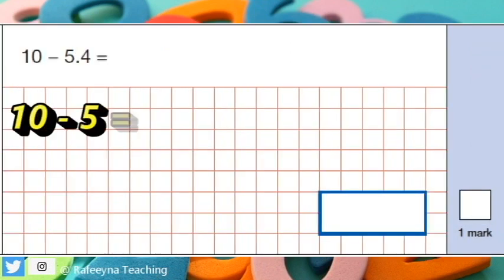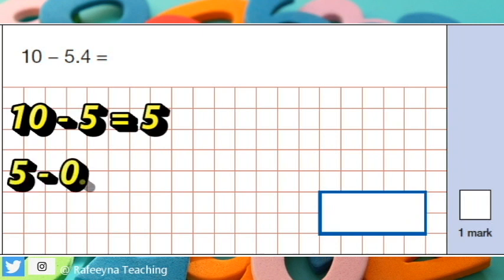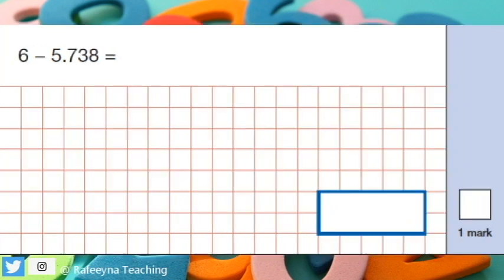For the question 10 take away 5.4, I'm first going to subtract the whole numbers. So 10 minus 5 equals 5. I'm then going to take the 5 and minus 0.4. My answer is therefore 4.6.